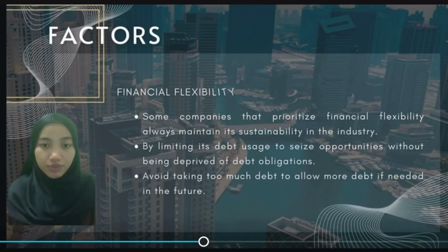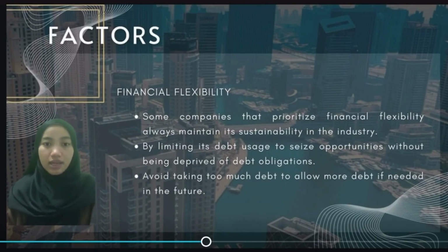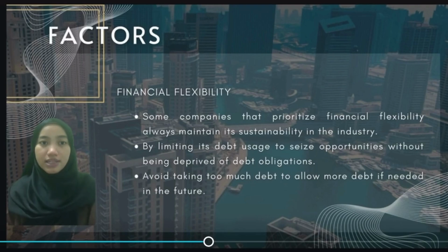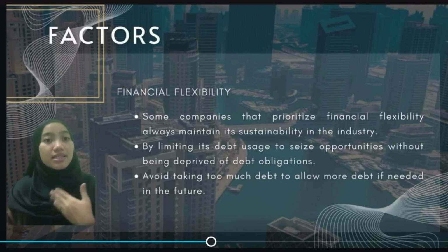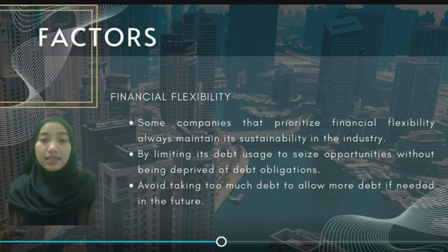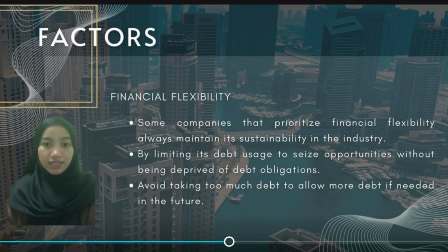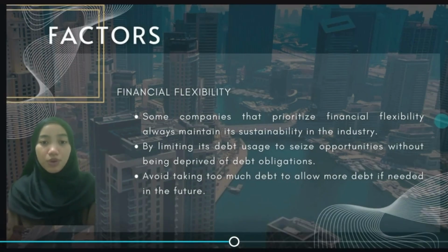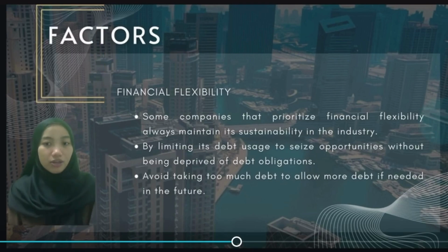For the fifth one, which is financial flexibility, some companies that prioritize financial flexibility always maintain their sustainability in the industry by limiting their debt usage to seize opportunities without being deprived of debt obligations. These companies usually avoid taking too much debt to allow them to access more debt in the future if needed. Therefore, financial flexibility allows companies to respond well to unexpected economic downturns that may affect capital structure decisions.